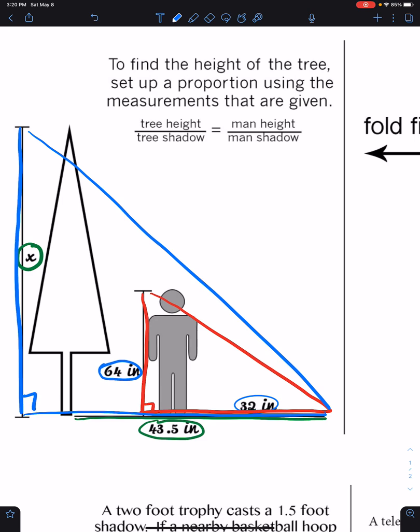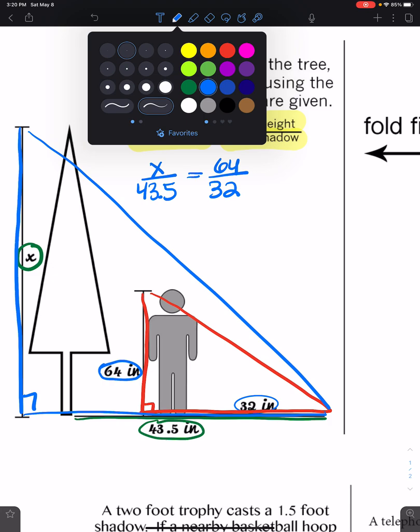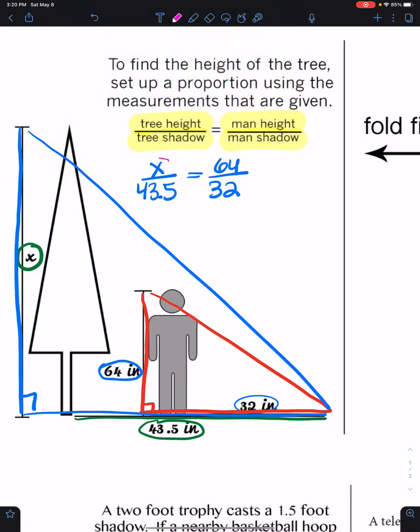So we're going to use this guide that's given to us here, where we put the tree height over the tree shadow, and that equals the man's height over the man's shadow. So the tree height is X, the tree's shadow is 43.5, the man's height is 64 inches, and the man's shadow is 32 inches. So if you remember, when we learned proportions way back in the beginning of the year, we solved this by doing cross products. So I'm going to do 32 times X equals 43.5 times 64.